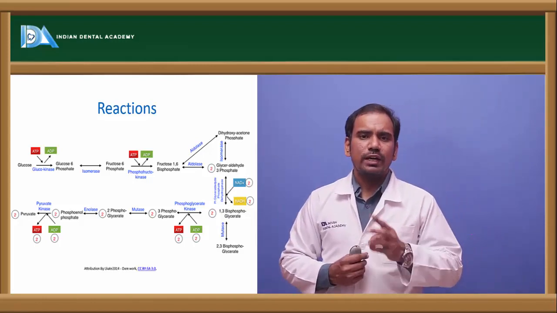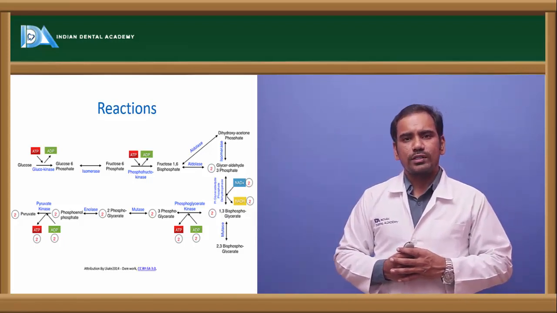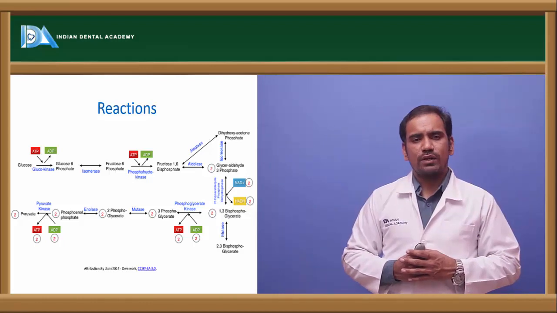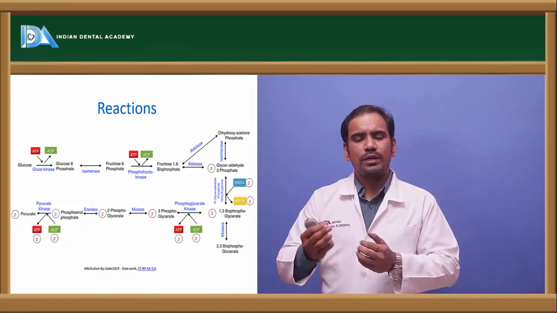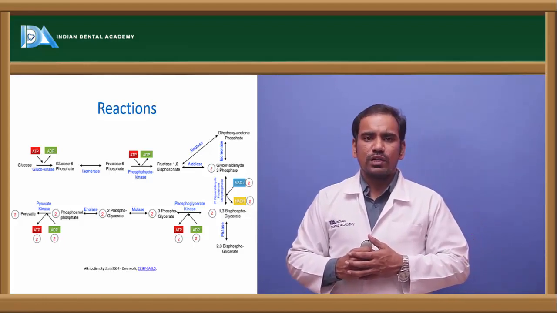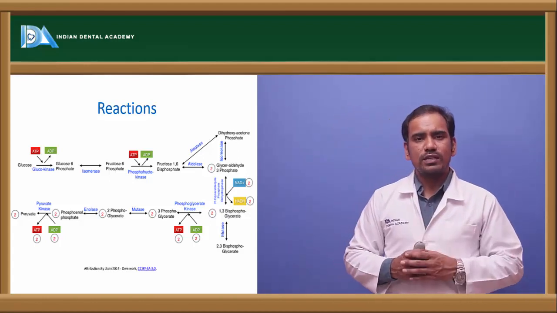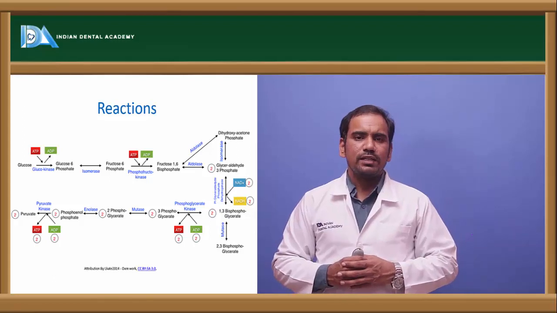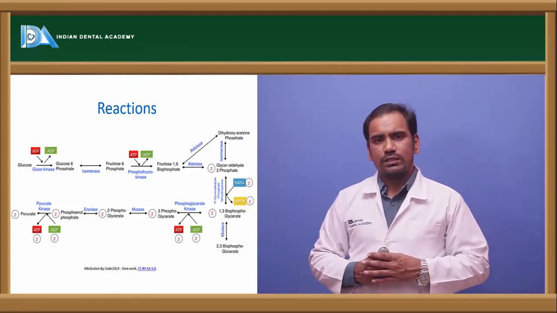phosphorylation. So ATP is produced in two ways. The major way is oxidative phosphorylation and the other way is substrate level phosphorylation. When ATP is formed directly from the substrate without the involvement of the electron transport chain, we call such phosphorylation substrate level phosphorylation. So this is the first step in glycolysis where ATP is synthesized by substrate level phosphorylation.